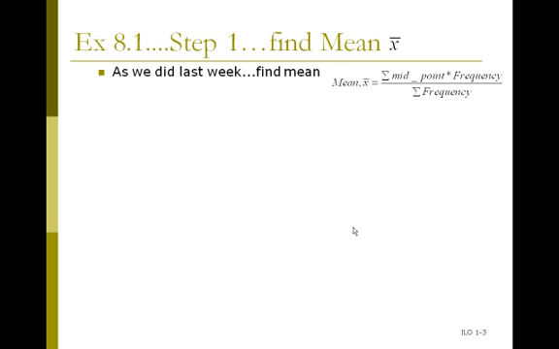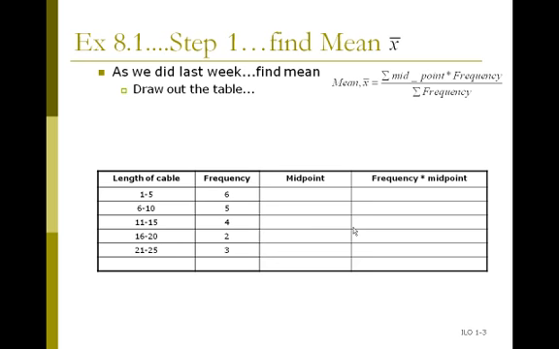Last week we found the mean using the equation: mean, also denoted by x bar, is equal to sigma midpoint times frequency over sigma of the frequency. And what this sigma sign means is the sum. So the mean x bar is equal to the sum of the midpoint times the frequency over the sum of the frequency. Like we did last week, the first step that you should do is draw out the table as illustrated below.